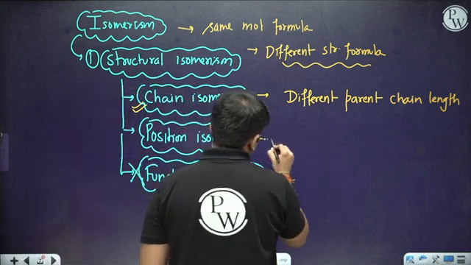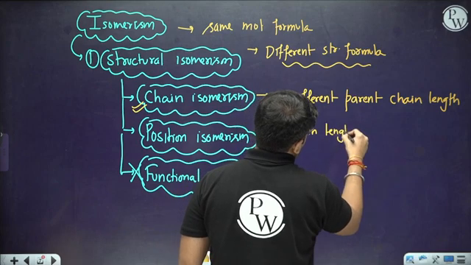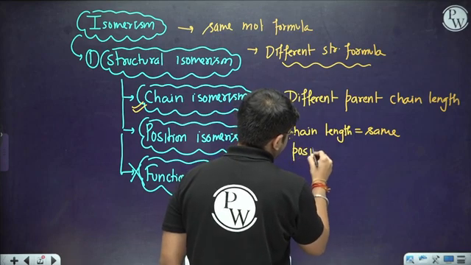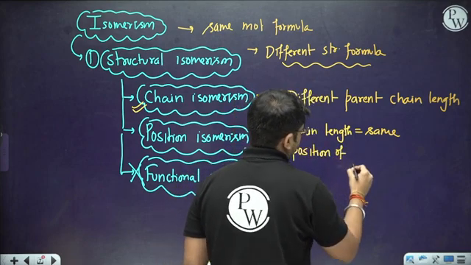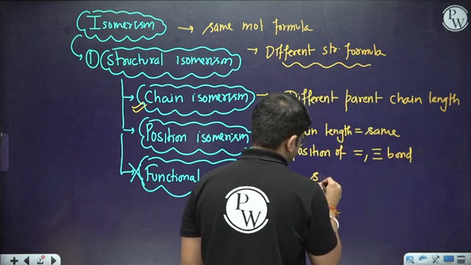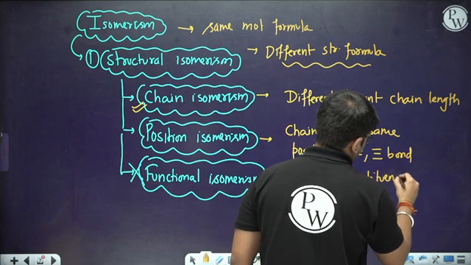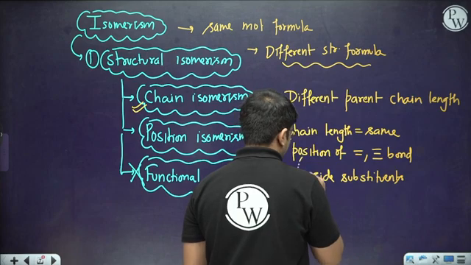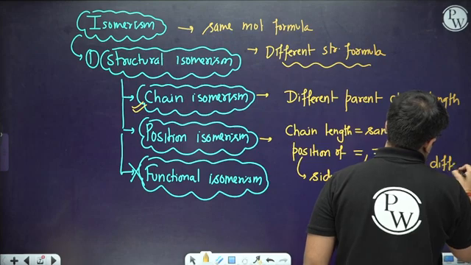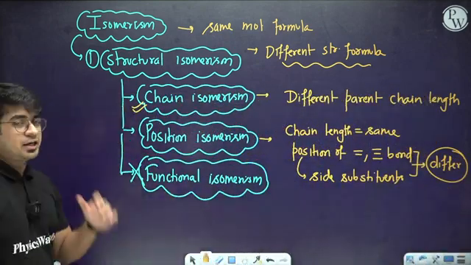Second part is, in this case, the chain length is going to be the same, but the position of the double or triple bond, or the position of a side substituent, is going to differ. That part corresponds to your position isomerism.